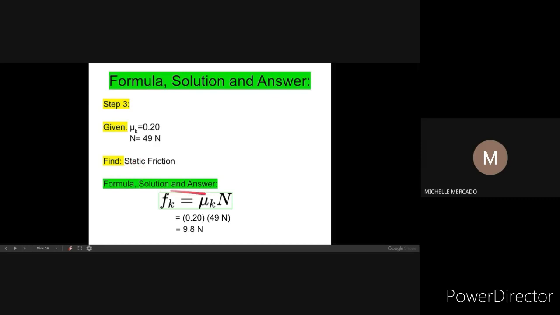Okay, so formula, solution, and answer. Kinetic friction is equal to the coefficient of kinetic friction multiplied by the normal force. So 0.20 multiplied by 49, the answer will be 9.8 Newton. So the kinetic friction of the object is 9.8 Newton. Again, please correct this: this one is kinetic friction, not static friction.